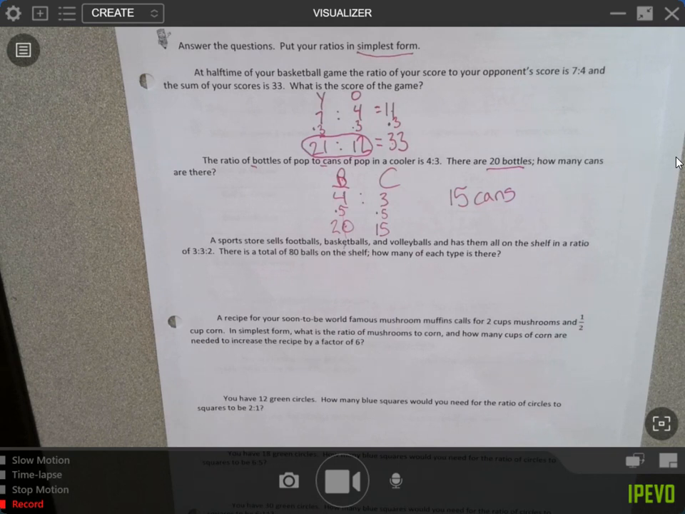Does that make sense? So we're making sure to label correctly, to put our numbers in the correct spot, making sure that we're catching if they flip bottles to cans, cans to bottles, that we're catching those little tricks that they put in there. Any questions? Harper.